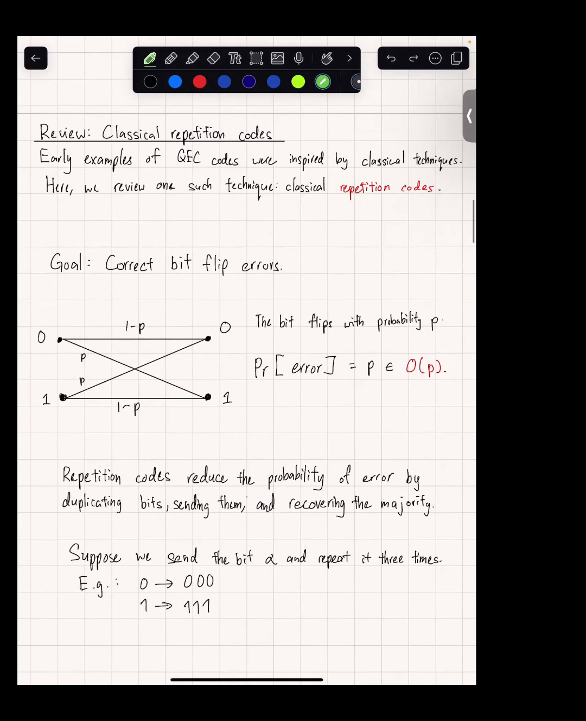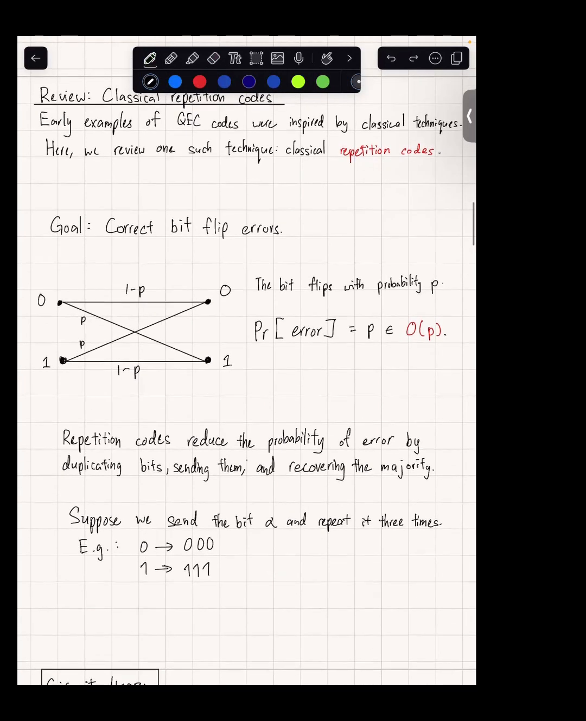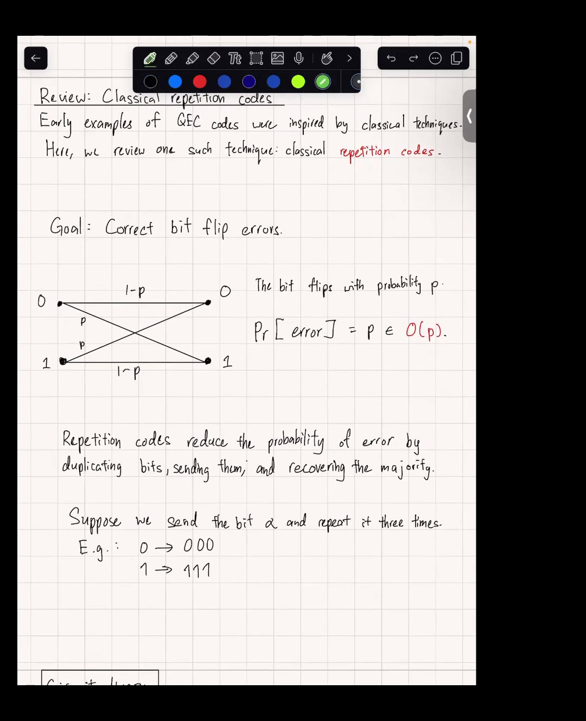Now, using repetition codes, we can reduce this probability of error by duplicating bits, sending them all through the channel, and then recovering the majority bit. So how do we do this? Let's have a deeper look. First, we suppose that we send some bit alpha and repeat it 3 times. So this is where repetition comes in. If we originally had a bit 0, we will encode it into the code word 000. If we had a bit 1, it would then be encoded to the code word 111.